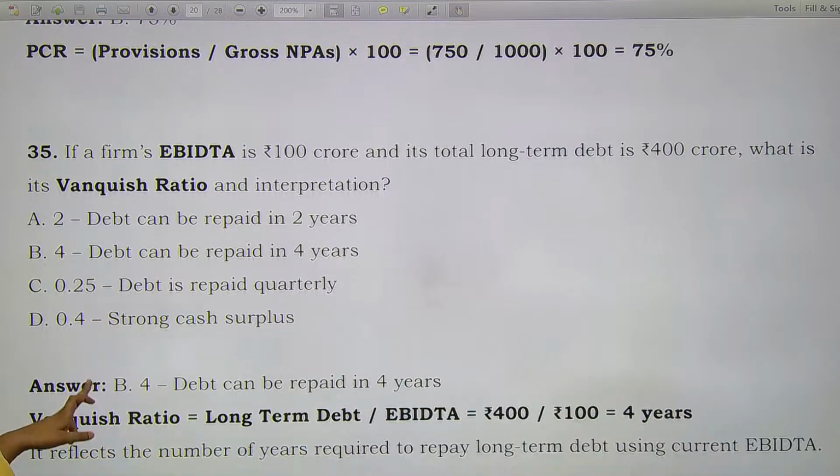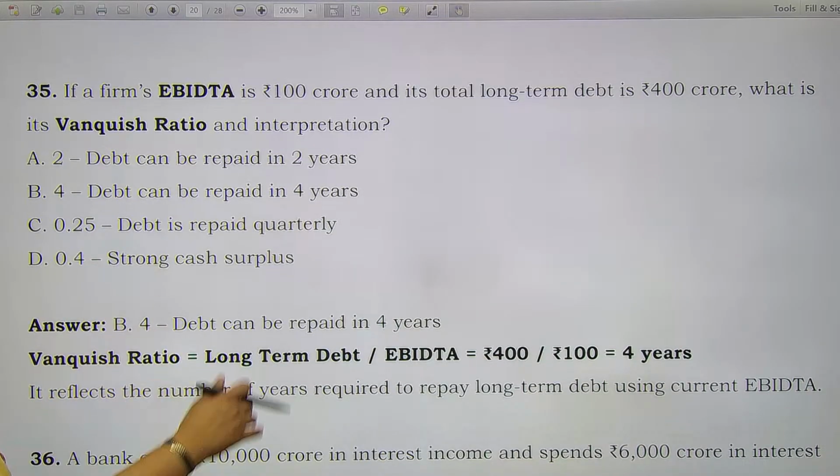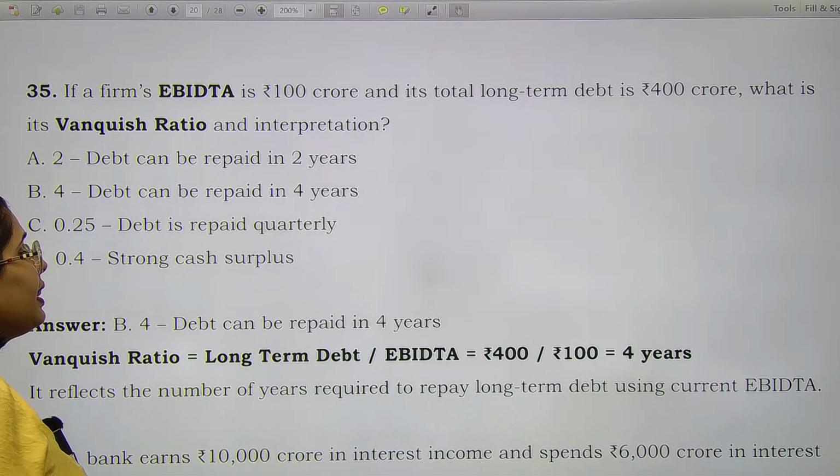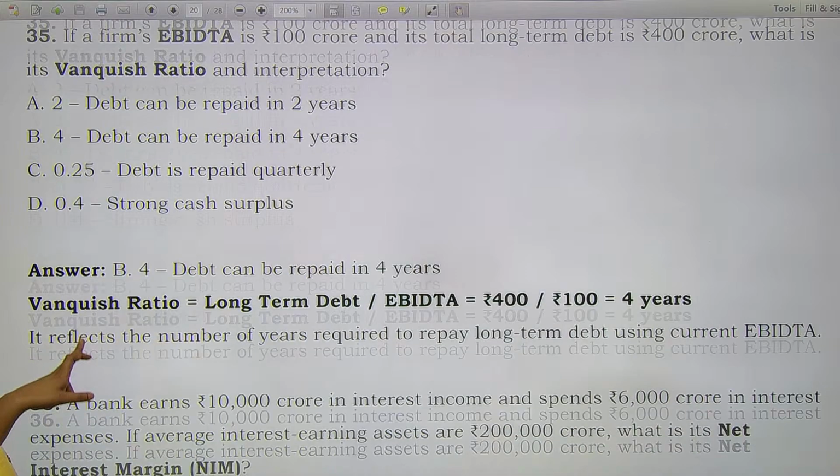Leverage ratio आपका क्या बताता है? That what is your long term debt and how much earning you are having. So, if I have 400 crore worth of debt and I have 100 crores of earning, then I would need at least 4 years to cover that, right, or to repay it.